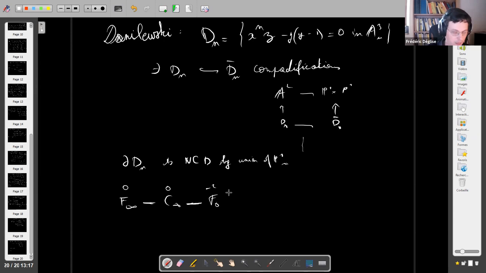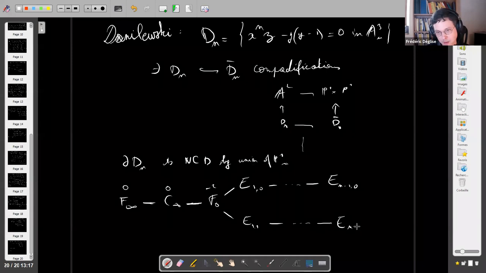And you have also extra components. You have a first family, E10, up to E n minus one zero, like this, and another one, E n minus one one, like this. So if I had to draw a picture, it would be like this. And then you have things like this and things like this. Not sure it's very clear, but okay. So you have some concrete boundary like this, which is not so complicated.